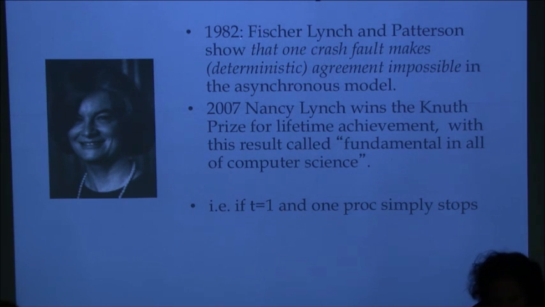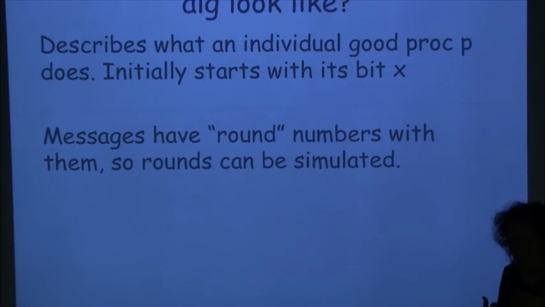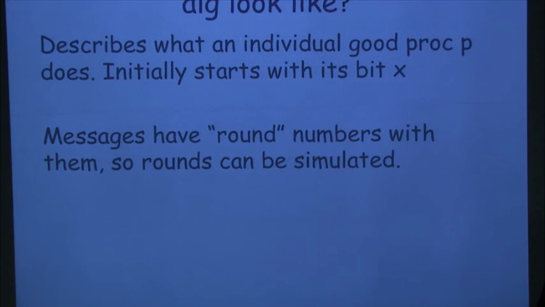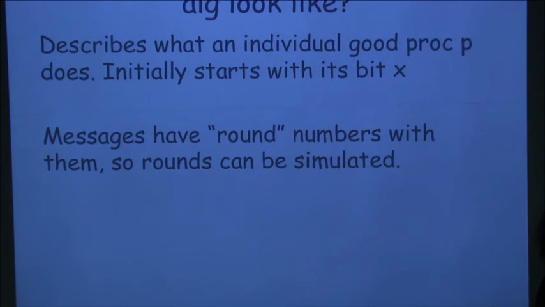Okay, so what happened after that? Well, first of all, I promised to show you what an asynchronous distributed algorithm looks like. It describes what an individual good processor would do, because you're seeing everything from your point of view, and so you need to describe what this good processor should do. Initially, it starts with its bit X. And then typically, you can label your messages with round numbers. Now, there's no such thing as a round, but you can keep track of rounds according to your protocol, according to what you know. There's no reason why you can't, so you can sort of simulate rounds.